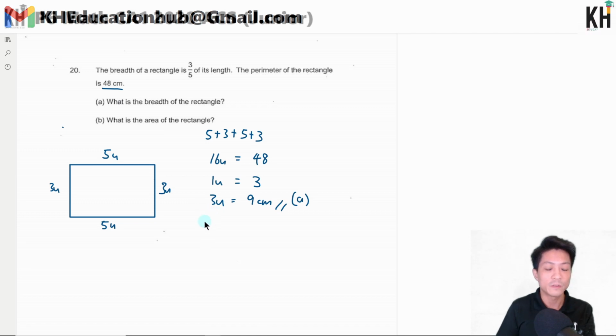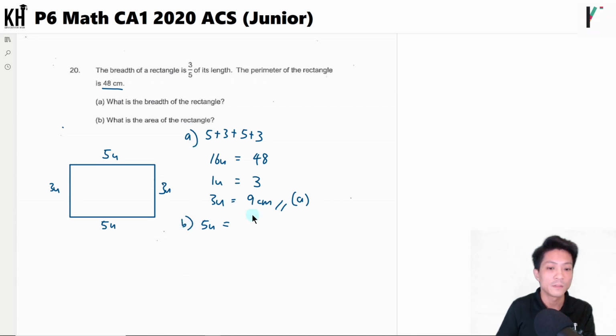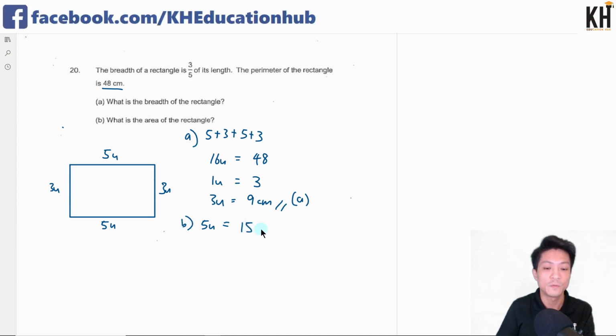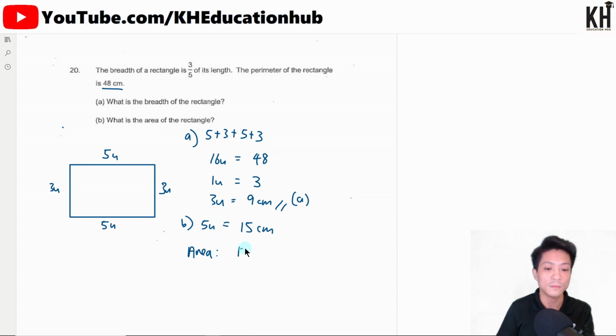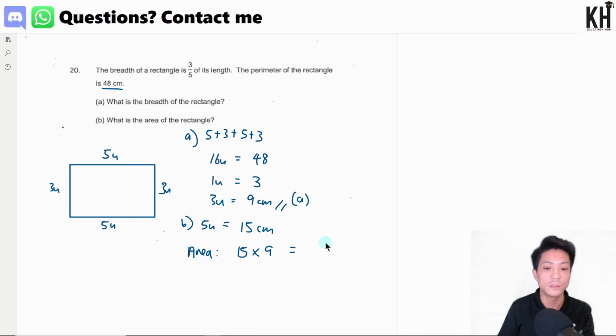So to find the area of the rectangle, I need to find what is the length, which is 5 units. 5 times 3 will be 15 cm. So area equals 15 times 9, which will give me 135 square cm.